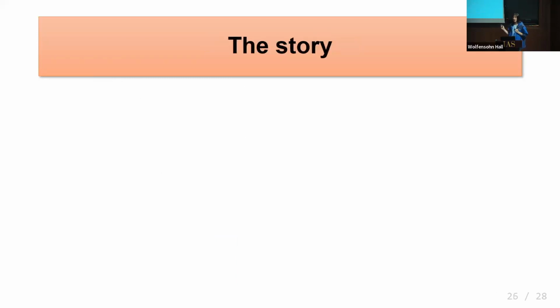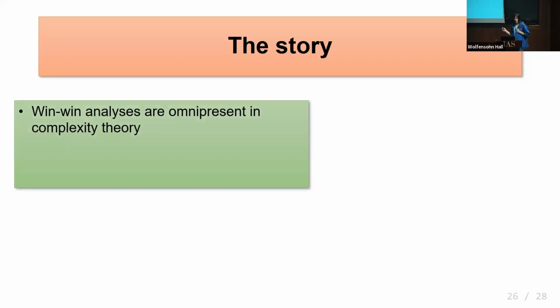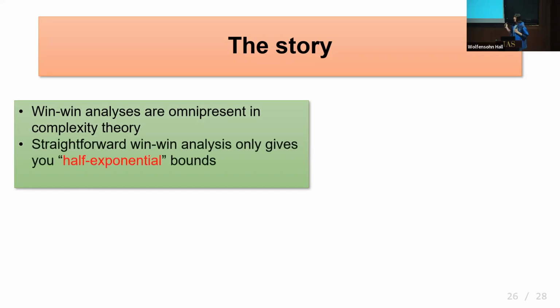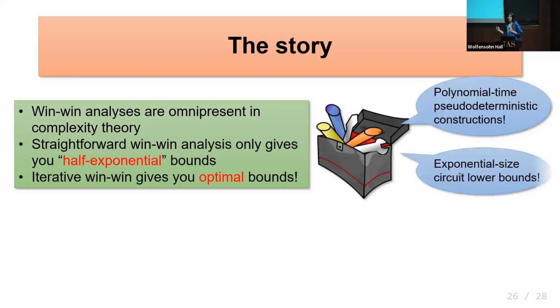So it seems that we have a compelling story to tell. There are so many win-win analyses in complexity theory, and many of them start at half-exponential bounds. And in some cases, we can use iterative win-win to give you optimal bounds. This has found application in two cases. The first case is pseudo-deterministic construction, and the second case is to prove circuit bounds. But the story is not over yet.